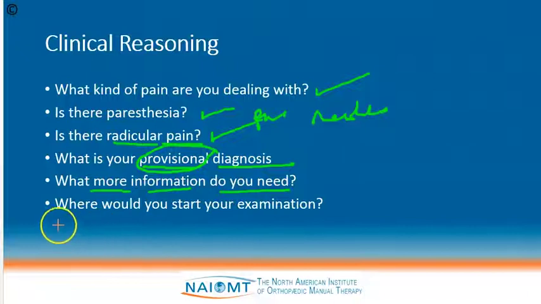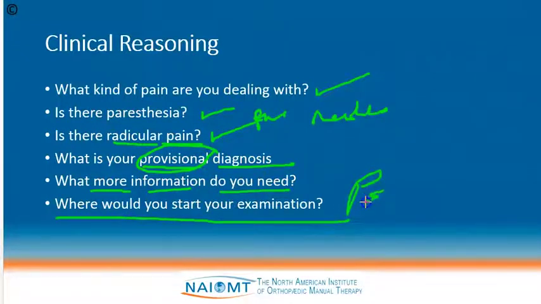And where would you start your examination? Would you start in a peripheral joint, such as the ankle or lower leg? And again, there are no real wrong answers here. Or would you start with another type of examination, starting in the spine? And again, none of these are incorrect. It's all a process of reasoning, and we'll walk through that coming up.